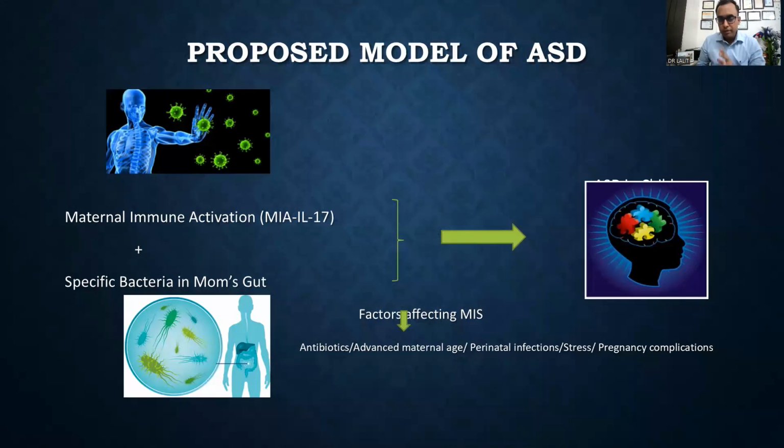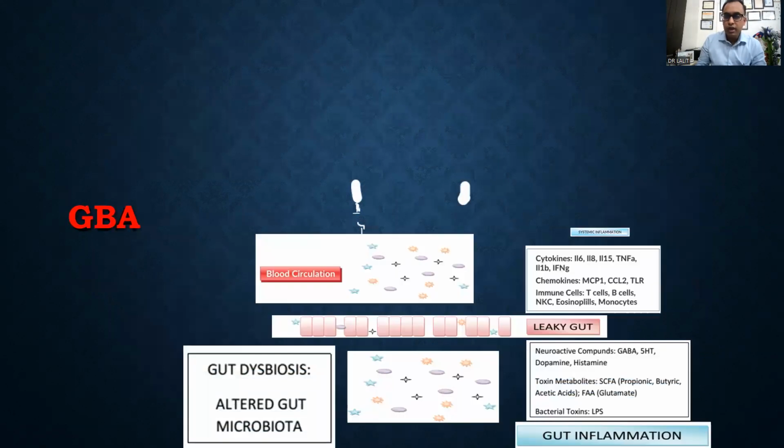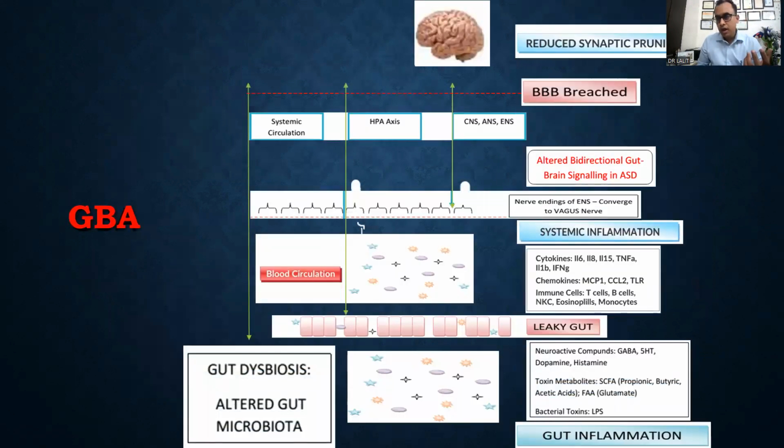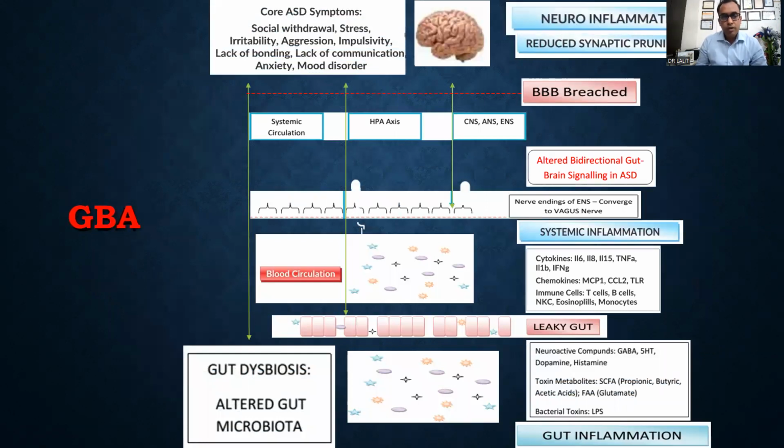Factors which can affect MIA, maternal immune activation, could be antibiotics, advanced maternal age, prenatal infection, stress, pregnancy complications. So going a little beyond that, I will be talking about the GBA, the gut-brain axis: how exactly epigenetics influences the gut microbiota and causes the brain changes in ASD kids. It has been proved beyond doubt that the gut-brain axis is one of the most important factors involved in the majority of neurodevelopmental disorders, whether it may be schizophrenia, Parkinsonism, Alzheimer's, or autism.